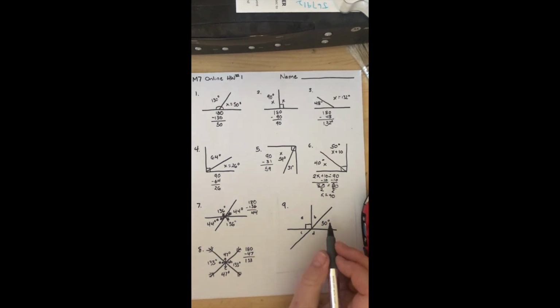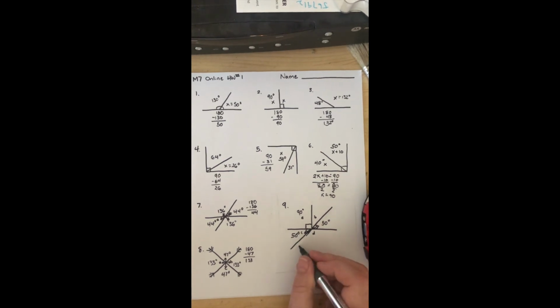Coming over to the math puzzle. Okay, so I know that A is a 90-degree angle. That's an easy one because it says so right there. I see intersecting lines right here, these two. So these two angles are the same. There's the little arrows. So I've got a 50 right here.